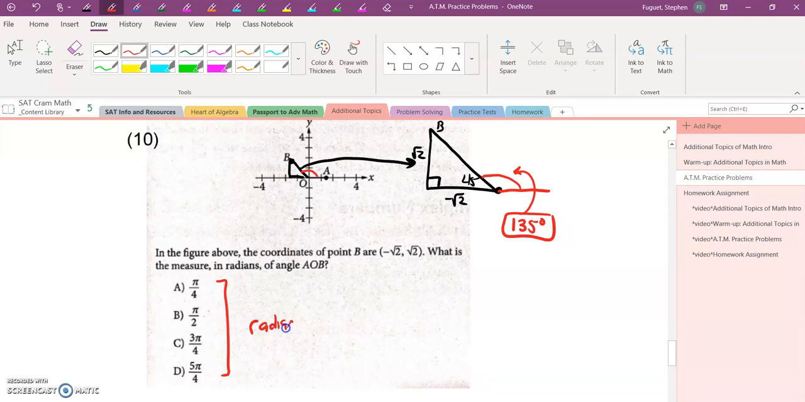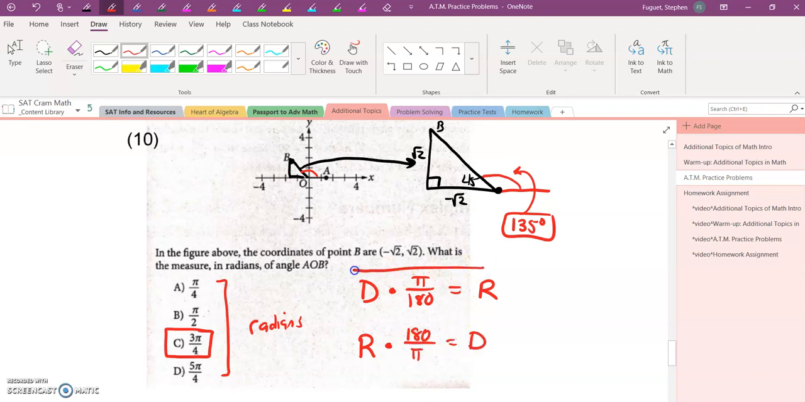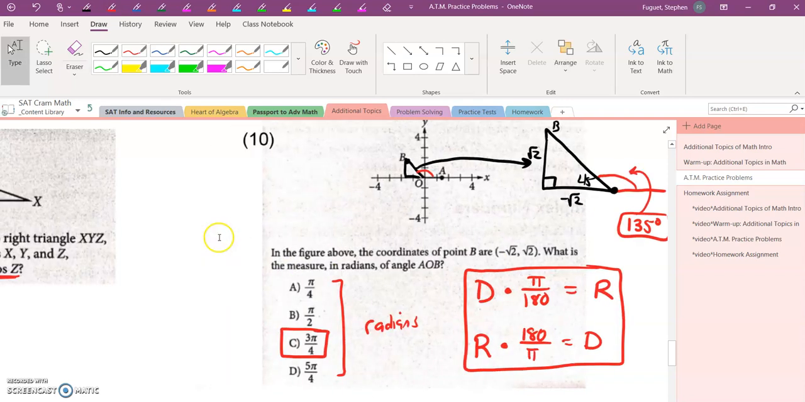So we need to figure out what the radian equivalent here is going to be. The quick way to convert from degrees to radians is you're going to take degrees, multiply it by pi over 180, and that's going to give you your radian measure. So the answer here is actually going to be 3 pi over 4. Quick side note, if you're curious, to go from radians back to degrees, you take your radian, multiply it by 180 over pi, and that's going to give you your degree measure. So these are just some quick reminders to switch between degrees and radians on the SAT.